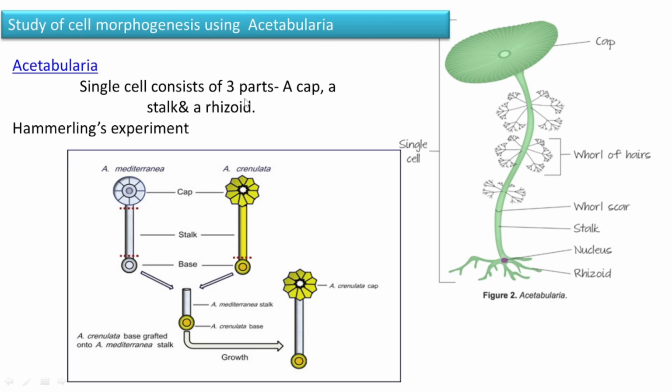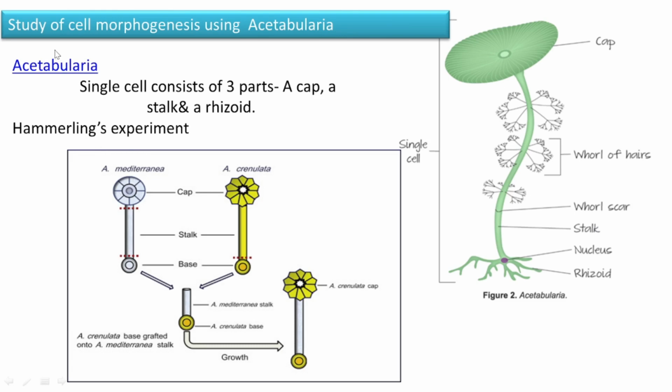It consists of three parts. Which are the parts? A cap, a stalk, and a rhizoid. This is the cap, this is the stalk, and this is the rhizoid. And this rhizoid portion helps the plant anchor to a substrate. And what's the experiment and who is the scientist who performed that experiment? It is Hammerling. And what was that experiment?